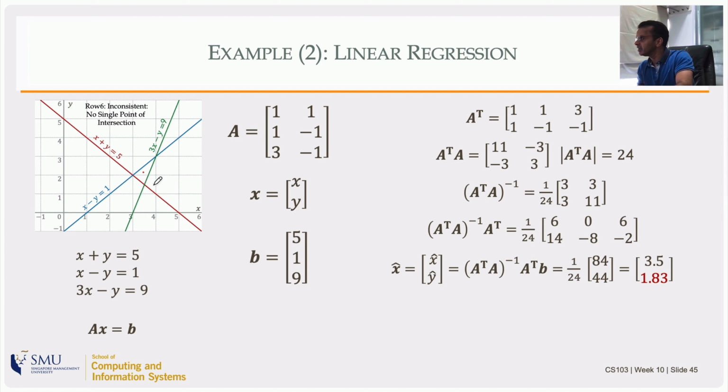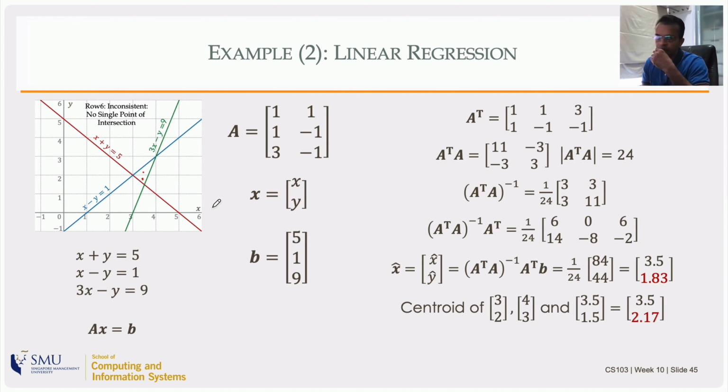That is the best possible value, and that is actually inside this triangle. 3.5, that is here, and 1.83 is somewhere here. That doesn't look like the centroid, but it is somewhere inside the triangle. And if you just compute the centroid, which is the mean of all the x values and the mean of all the y values, that gives you 2.17. That looks more like here. So there is a difference between actually doing it the linear algebra way and our intuition.